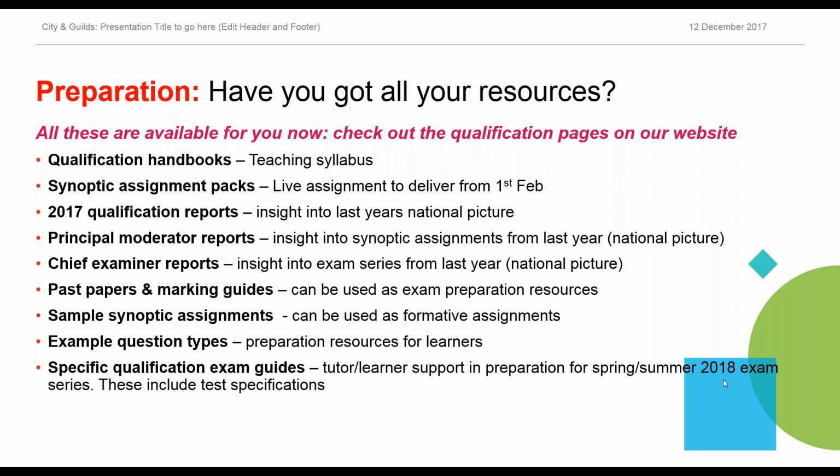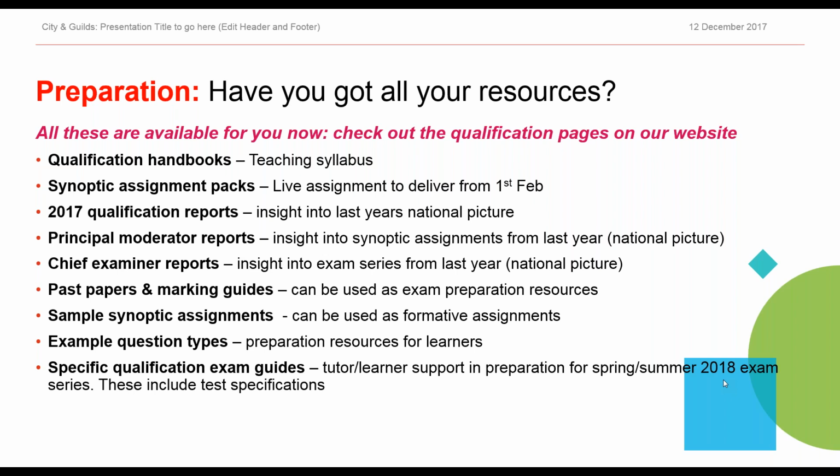It gets you to understand what the pass mark was and how many learners got a pass, a merit, a distinction and a distinction star. We've also got our Chief Examiner reports, which is an insight into how learners did for the first spring exam series and how they did for the June exam series.